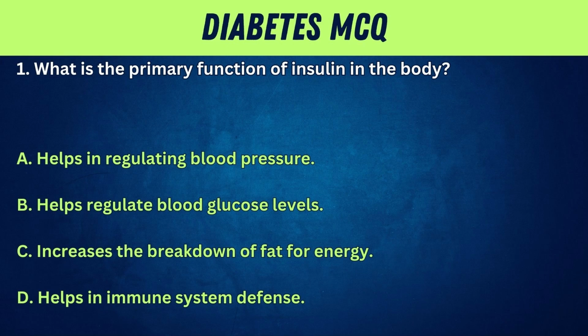1. What is the primary function of insulin in the body? A. Helps in regulating blood pressure. B. Helps regulate blood glucose levels. C. Increases the breakdown of fat for energy. D. Helps in immune system defense.